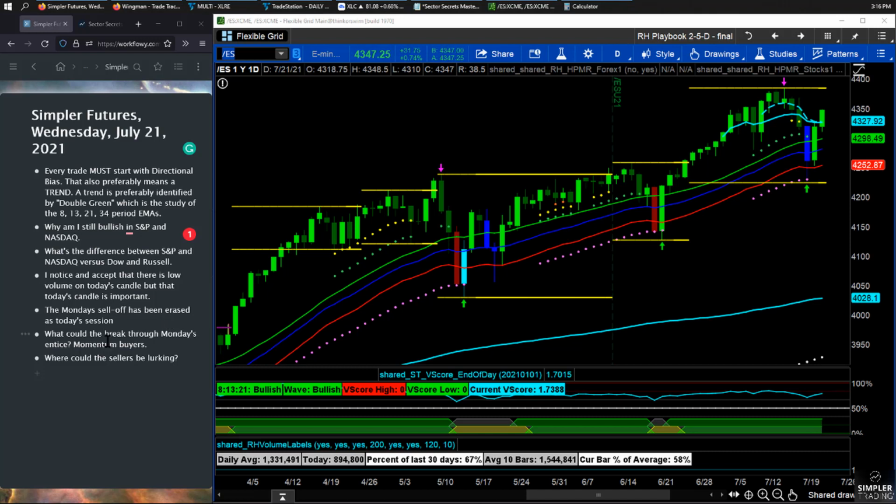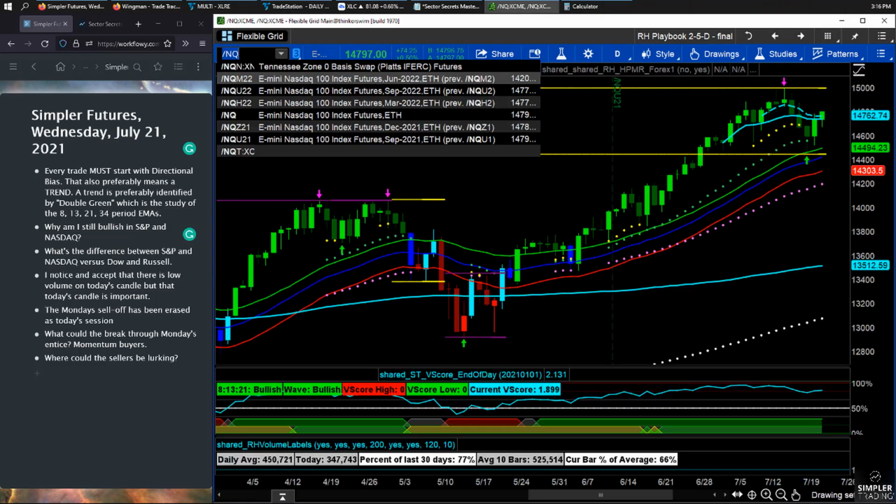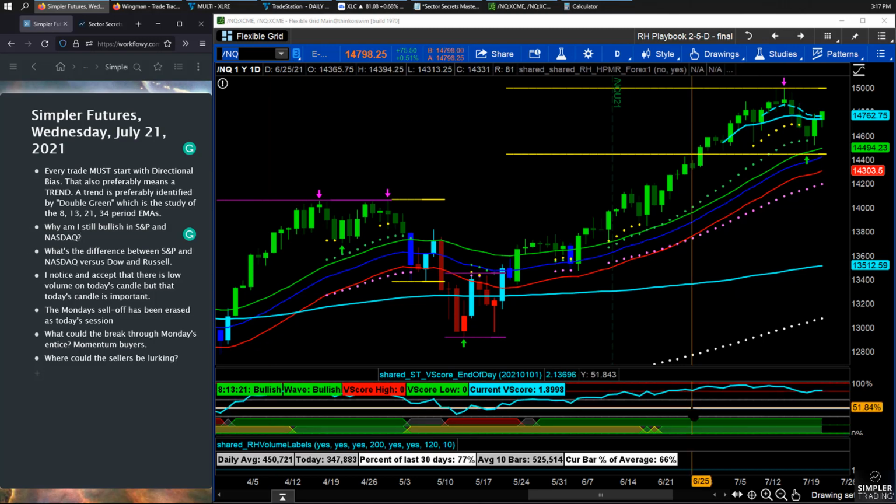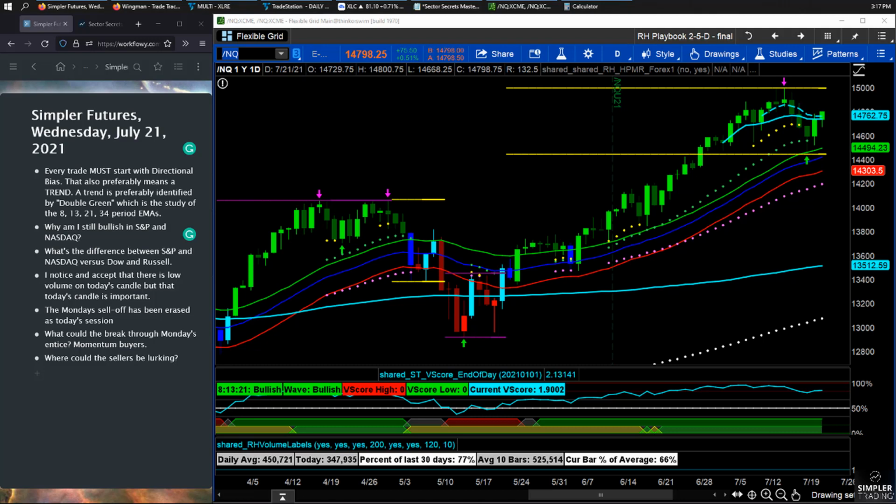So why am I still bullish the S&P and the NASDAQ? Well, it goes right back to the double green of the JT multi, which, by the way, is an indicator that we make available for the members in the room drive, in the futures room, and actually in the Sector Secrets Mastery room as well. So not only am I focused on buying the dip, I'm actually not allowed to short. And these are the 2 trending indices.